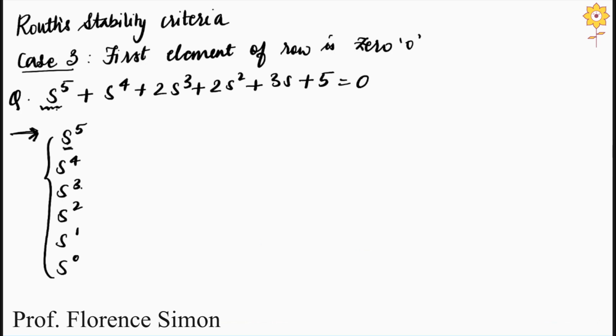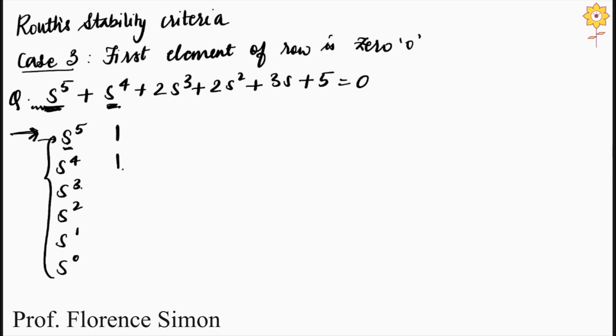So, S raised to 5 and S raised to 4. What is the number that is along with S raised to 5? It is 1. So, we will fill it over here. Then with S raised to 4, what is the number? There is 1. So, we write it in front of S raised to 4. Then we move ahead. After this, we will fill the remaining values.